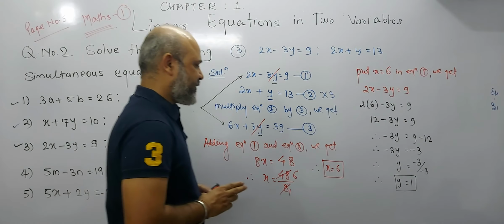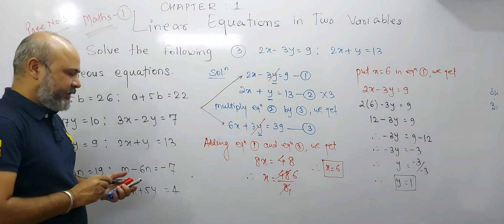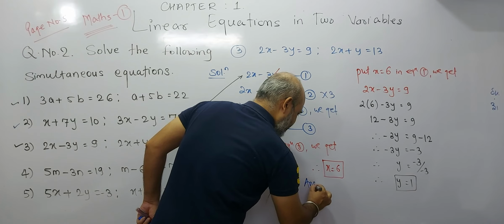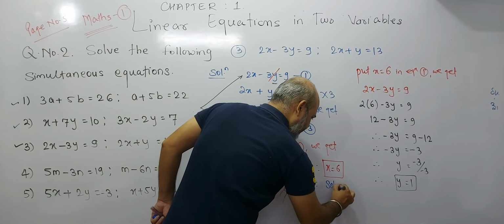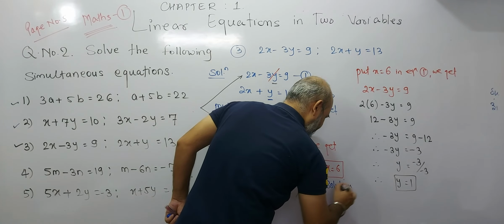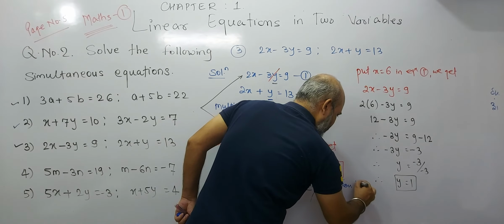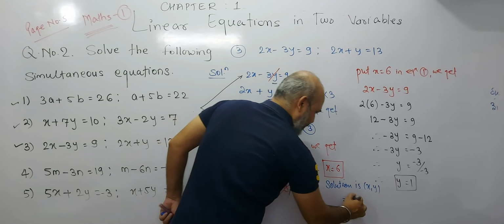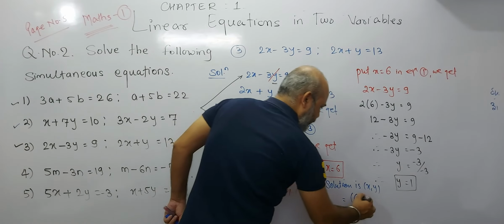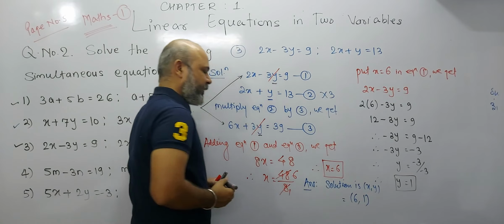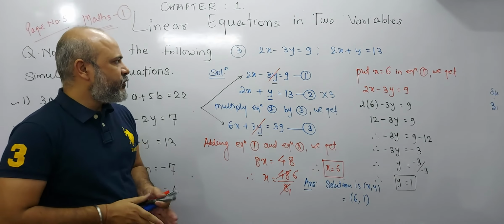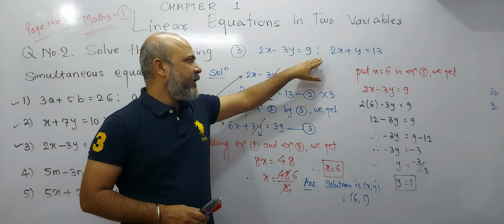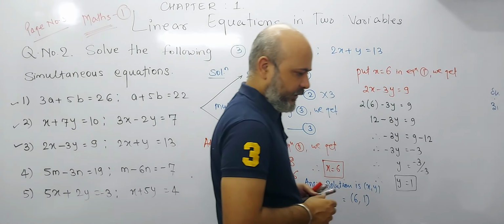So here x is 6 and y is 1, and then finally we write the answer. Solution: x comma y is equal to what? What is x? X is 6 and y is 1. Okay, student. So this is the solution of our linear equations 2x minus 3y is equal to 9 and 2x plus y is equal to 13.